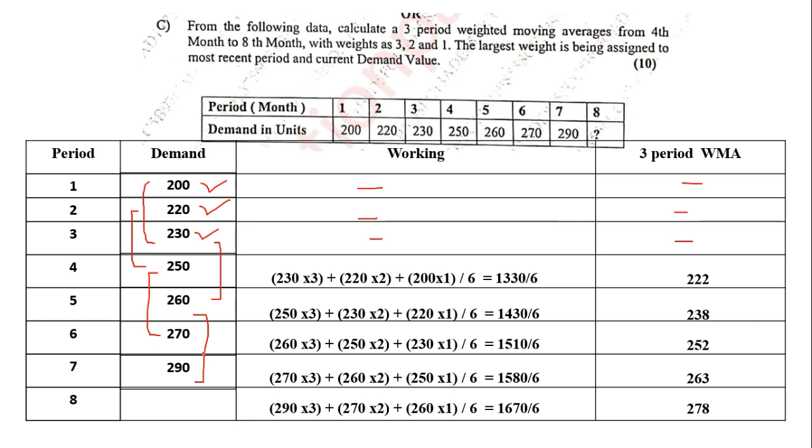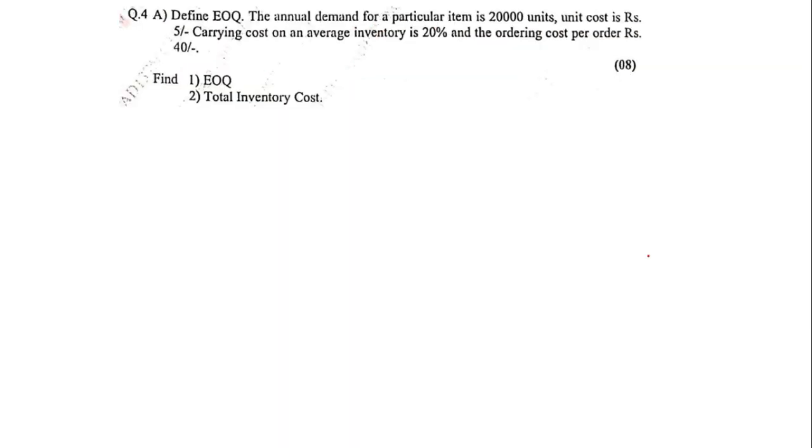Okay, now we'll jump to the next question. Let us see the second type of sum. The question reads: define EOQ. So here you'll have to write the theoretical part. The annual demand for a particular item is 20,000 units. The unit cost is ₹5. The carrying cost on average inventory is 20% and the ordering cost per order is ₹40. They're asking us to find the EOQ and the total inventory cost.